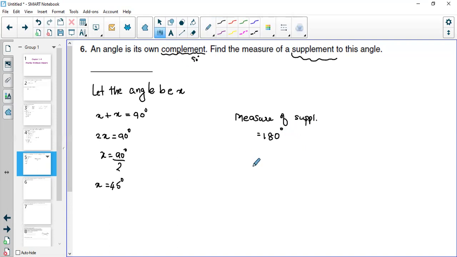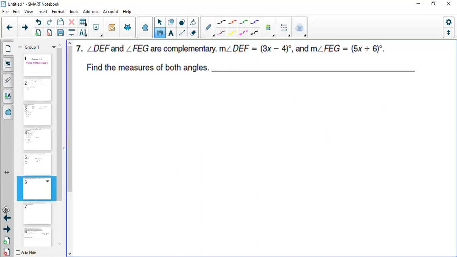Okay. 180 minus 45 degrees. So that's going to give me 135 degrees. So this is how you have to solve when they say it is its own complement, then find the measure of the supplement. Okay, now let's move on and look at another question. This is question number 7.